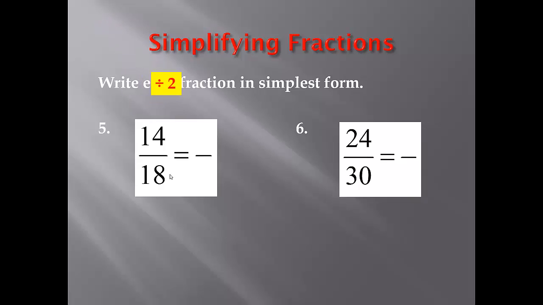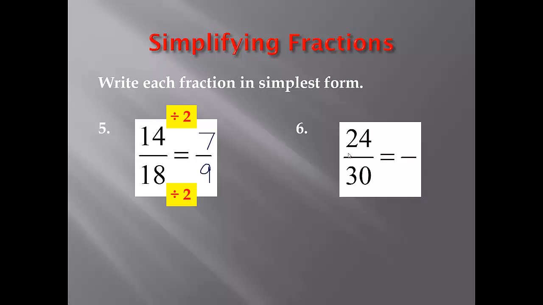So we're going to divide the numerator by 2. So 14 divided by 2 is 7. And then we're also going to divide the denominator by 2. And 18 divided by 2 is 9. So 14/18 would equal 7/9.